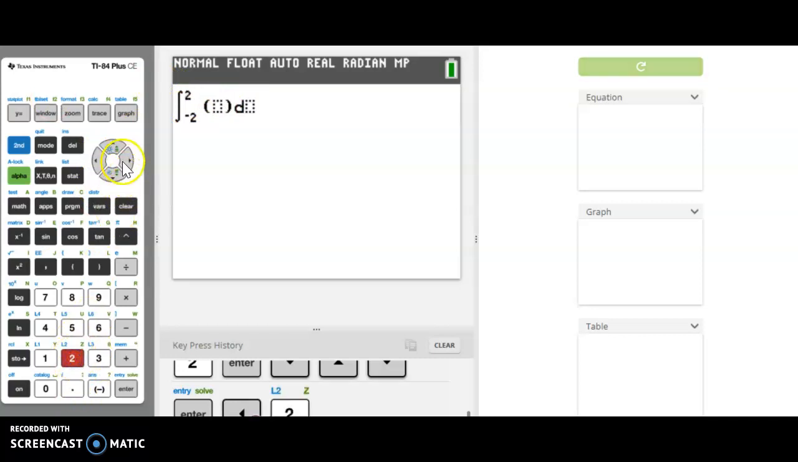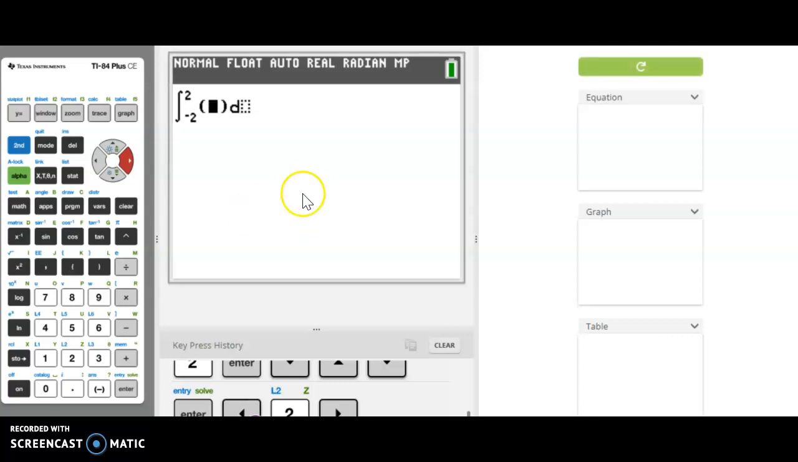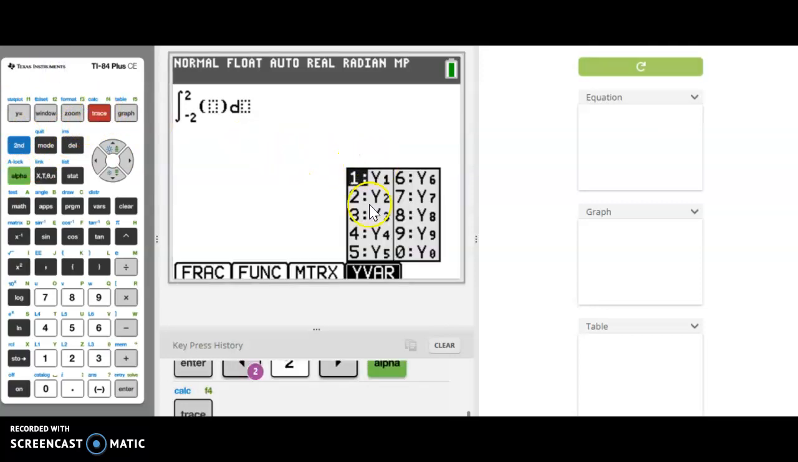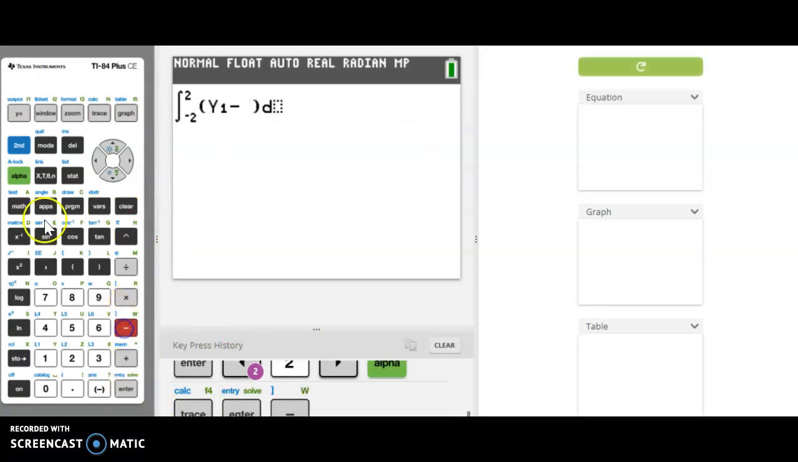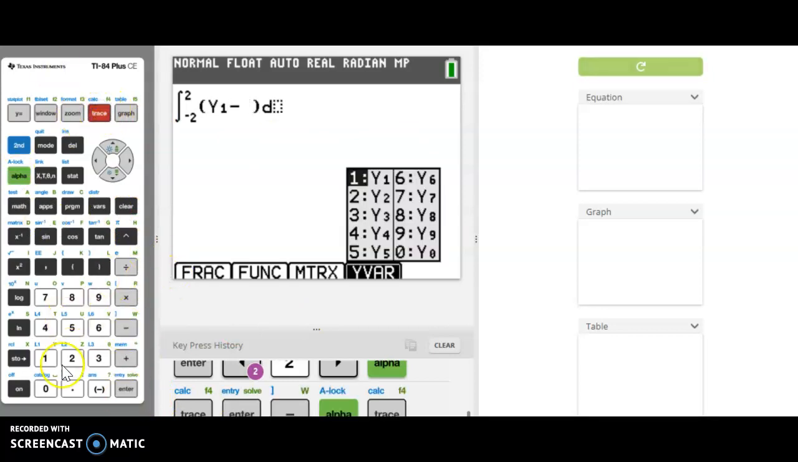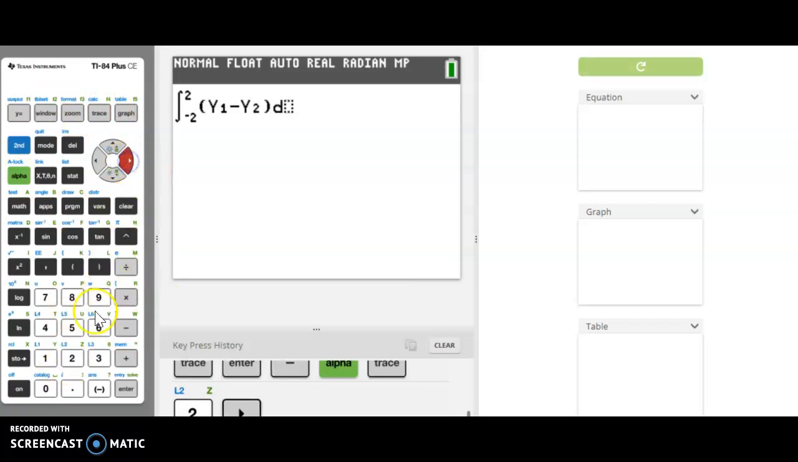I'm going to hit a 2, and then I'm going to go arrow. And here, this is new for you, I think. You can pull up y1 and y2 in your calculator very easily. Especially with these newer calculators, it's even easier than it was before. If you hit the alpha button and the trace button, notice all of your y's come up. So I can just select y1, enter, minus alpha trace select 2, and then I'm integrating with respect to x. This variable needs to match the variable that is used in that y equals screen. I hit enter, and I get this.